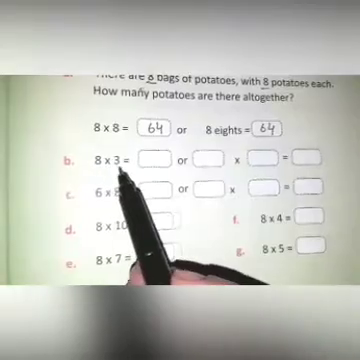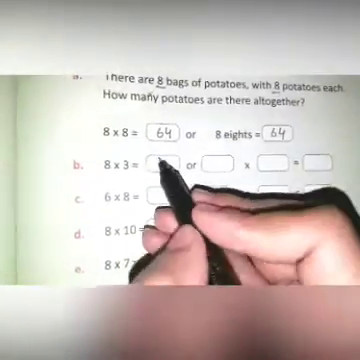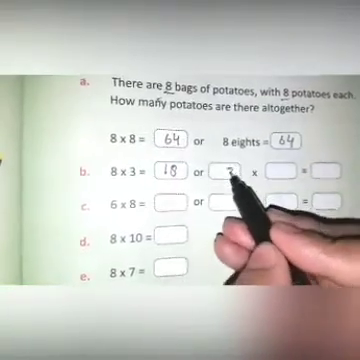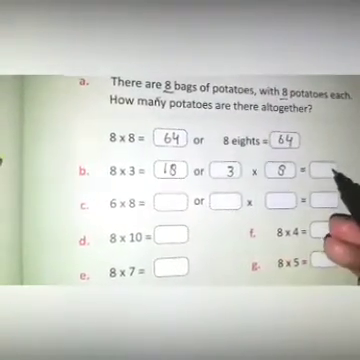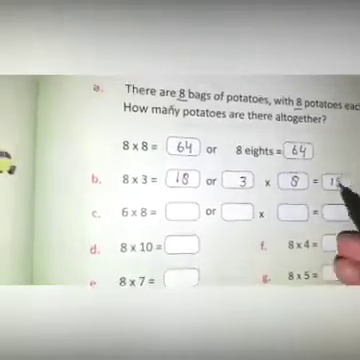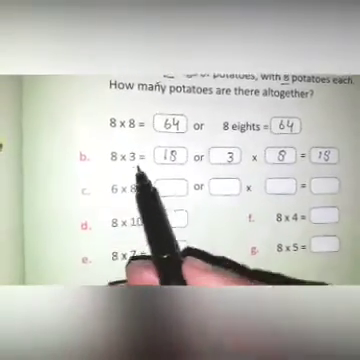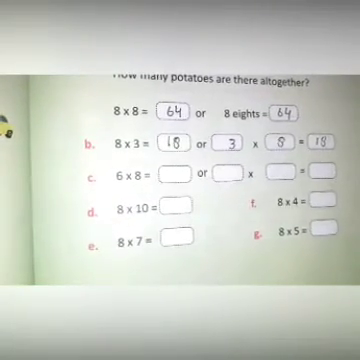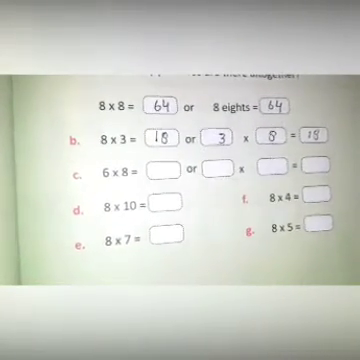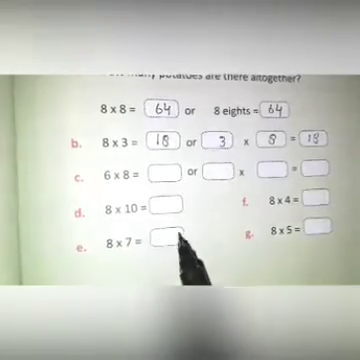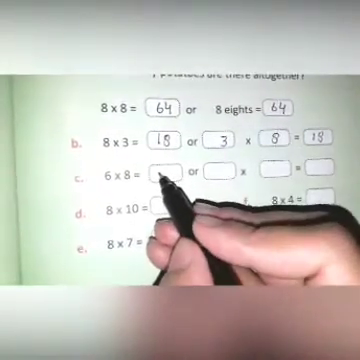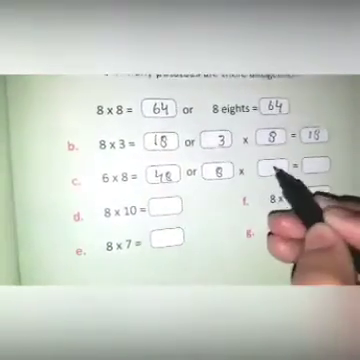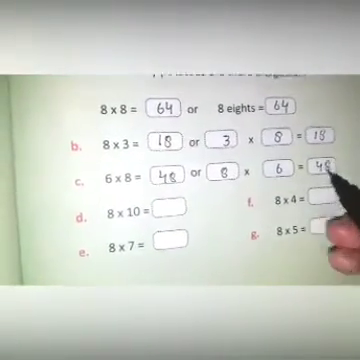Part B, 6 multiplied by 3. The answer is 18. Or 3 multiplied by 8. The answer is 18. You can also write 8 multiplied by 3 or 3 multiplied by 8. Both answers are the same. Now part C, 6 multiplied by 8 is equal to 48. Or you can also write 8 multiplied by 6. The answer will be 48.